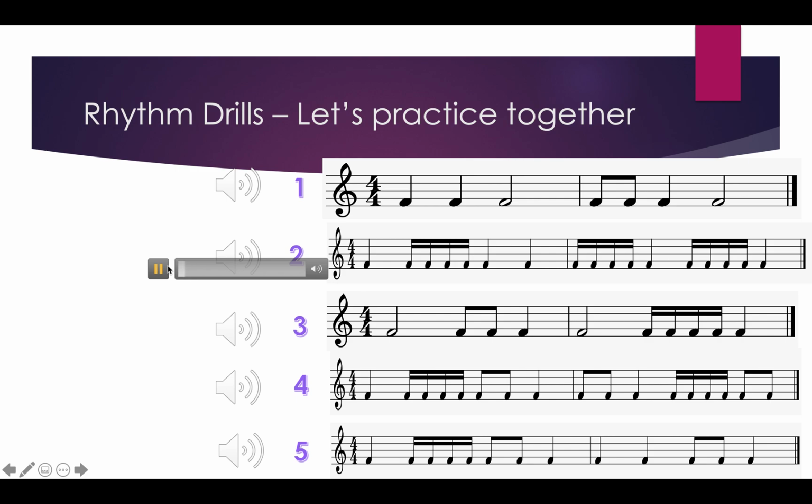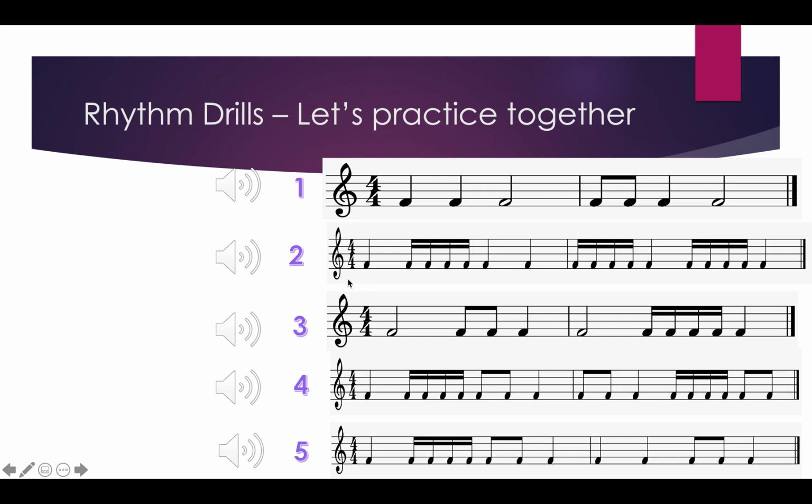Rhythm number 2 contains only crotchets and semiquavers. Crotchets equaling just 1 beat each, and semiquavers having 4 sounds per beat. So crotchets, ta, ta, and semiquavers, ticka, ticka, ticka, ticka, ticka, ticka, ticka, ticka. Let's clap rhythm number 2 3 times together.